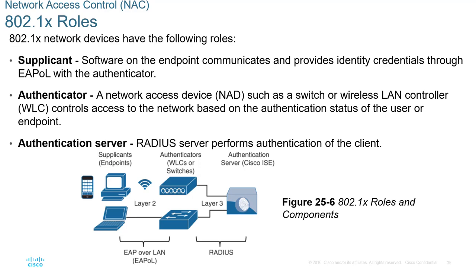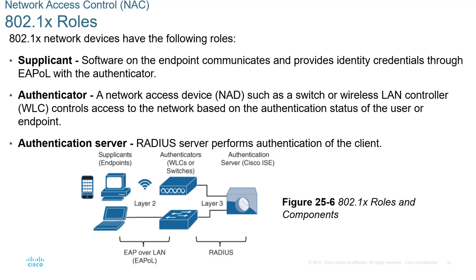So what are the roles? With our 802.1X network devices, there are three main roles: supplicant, authenticator, and authentication server. The supplicant is the software on the endpoint. The authenticator is basically the network device or a LAN controller that's going to be used to manage the authentication status of the endpoint, or of the supplicant. And then we have the authentication server. That's typically going to be RADIUS or TACACS.